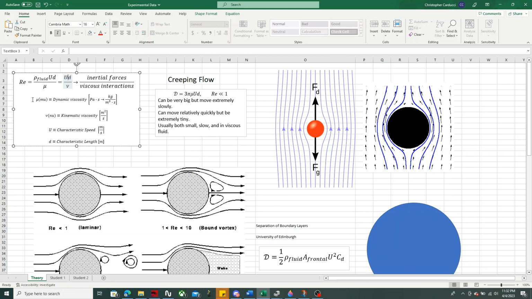Something important here, dynamic viscosity is specific to certain fluids, and then kinematic viscosity is just the dynamic viscosity of your fluid divided by the density of that fluid. These are denoted by mu and nu, respectively. So you will see that everywhere.